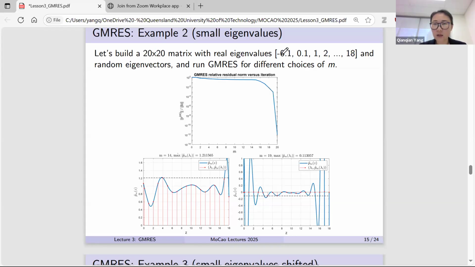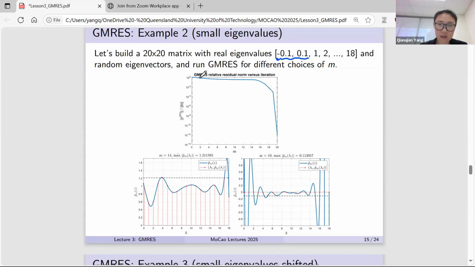There are 20 of them, and I made on purpose some small eigenvalues on either side of the origin. And we just pick some random right-hand side vector and then run GMRES for different choices of m. This figure is me plotting the relative residual against m, the size of our Krylov subspace.